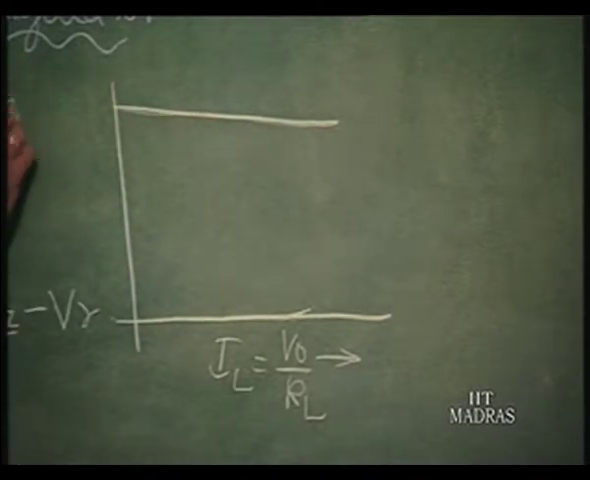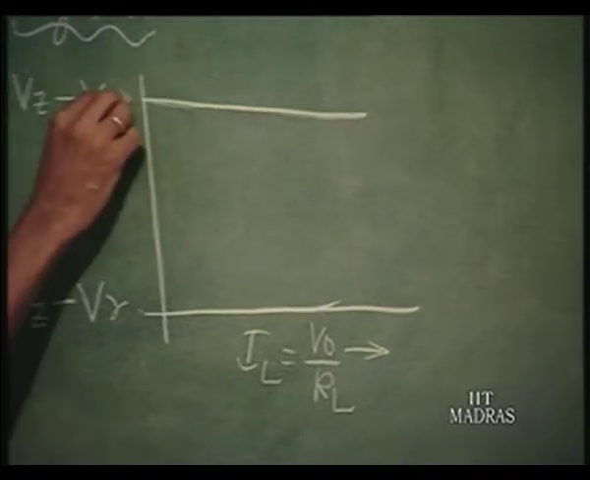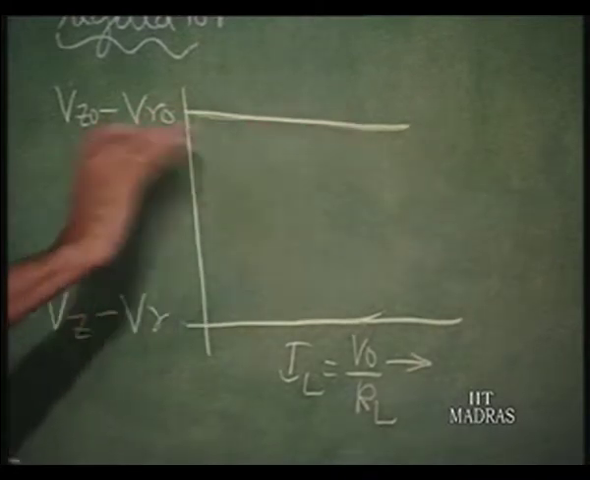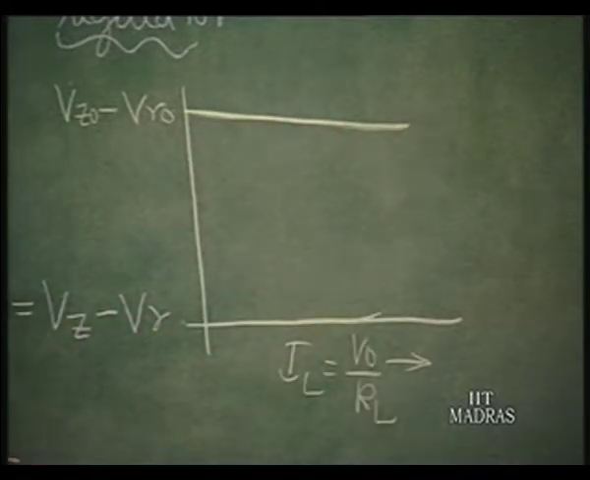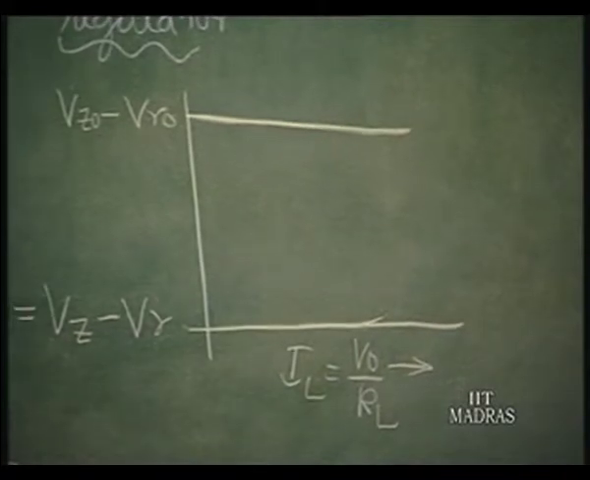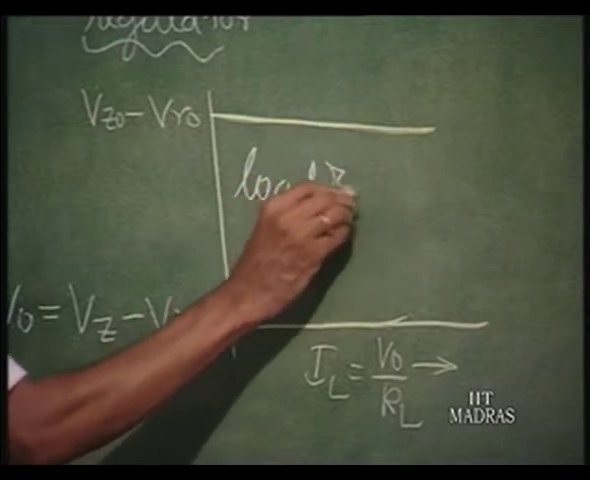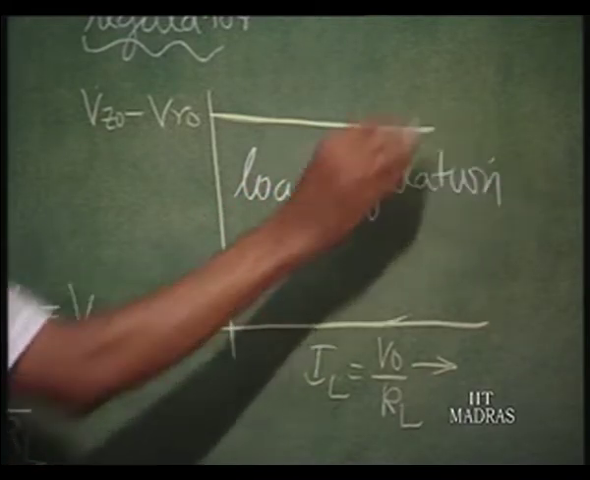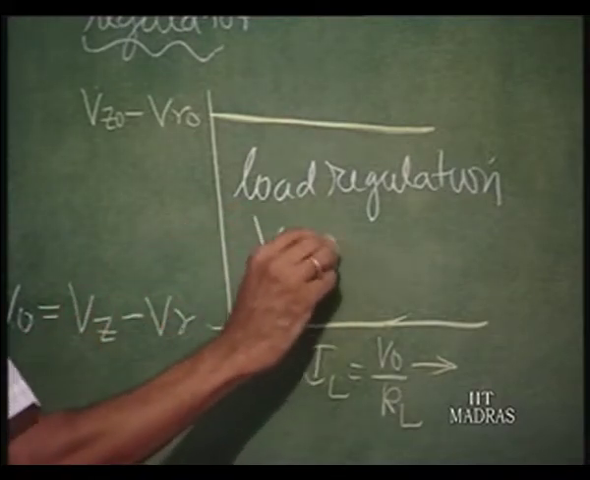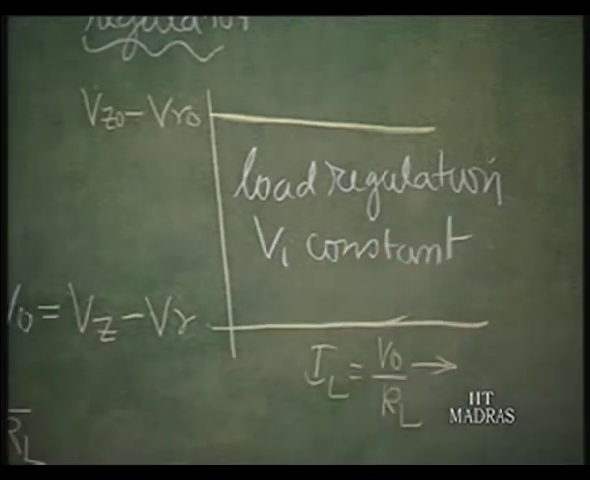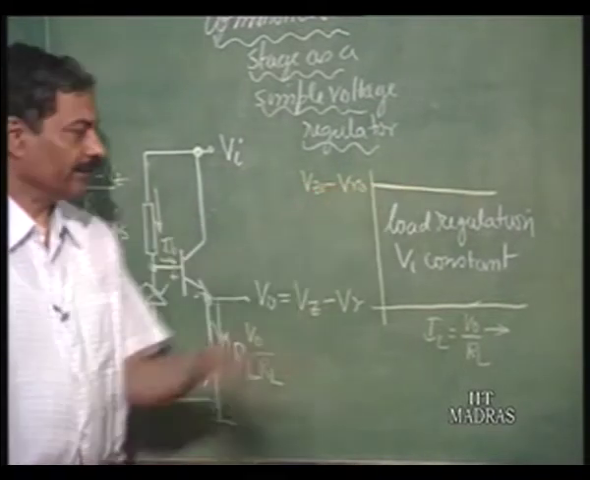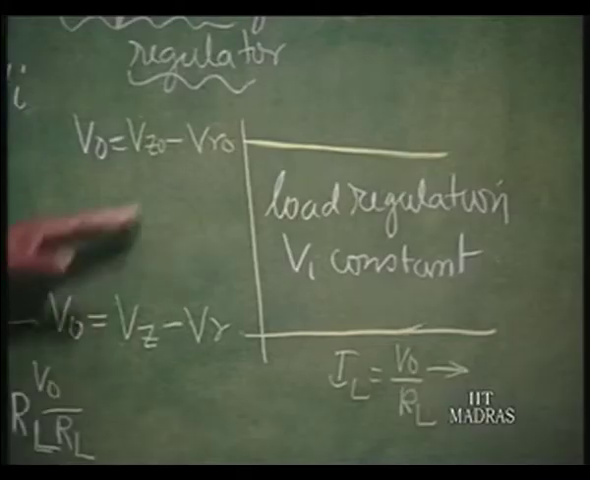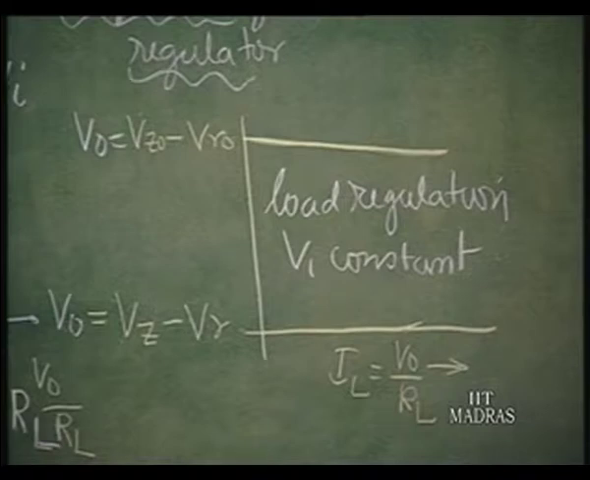This is V z minus V gamma nominal, right, at no load. From no load, it is going to change in the following fashion, but that is going to be very small. That is called line load regulation. This is the load regulation. During this time, V I is maintained constant. You only change the load resistance here, okay, and plot the output voltage, which is V z naught, V z minus V gamma. That is going to vary slightly.